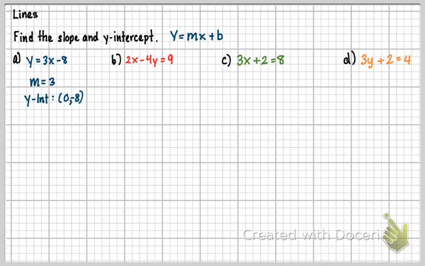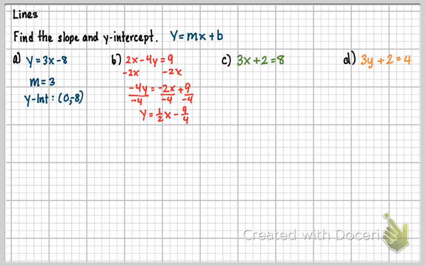Okay, now for the second one here, this one's not so simple because it's not in the form y equals mx plus b. So I have to get it in that form. The first thing I'm going to do is subtract 2x from both sides. So now I get -4y equals -2x plus 9. And then the last thing I'm going to do here is divide by -4. So I'm dividing every term by -4. So I get y equals, and the -2 over -4 is going to be +1/2 x. And now this positive over a negative is actually going to be negative.